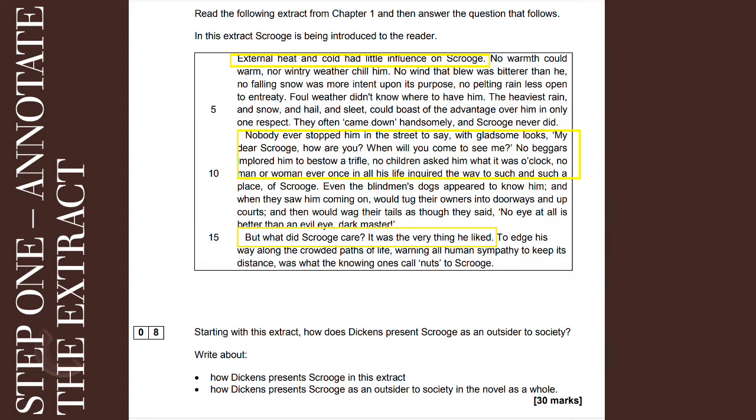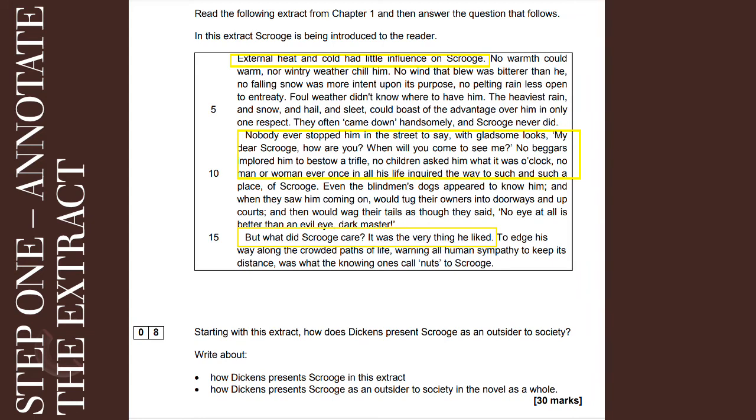Step 1 in approaching this question then is, once you've read it, you need to annotate the extract. So what that means is you're going to read through the extract carefully and you're going to make notes on the paper in front of you. The first thing that would make sense is for you to underline or highlight or draw a box around quotes that you think you're going to be able to use to answer the question. So we're looking for quotes that link to this idea of Scrooge being an outsider to society.